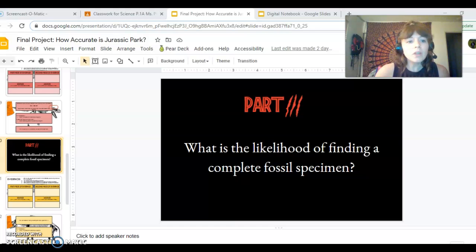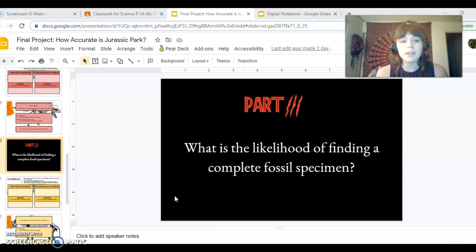So the first thing is let's talk about the question. It's asking, what is the likelihood of finding a complete fossil specimen? And what this is referring to is the odds of a scientist finding a whole, complete, perfect fossil, okay?